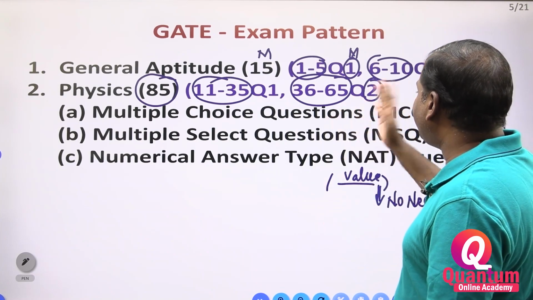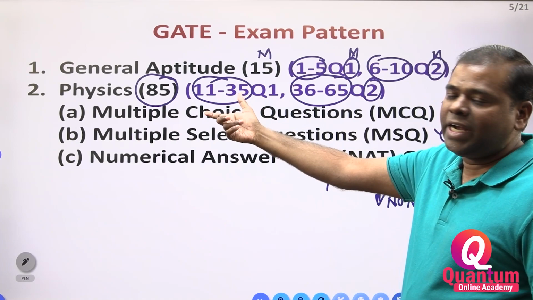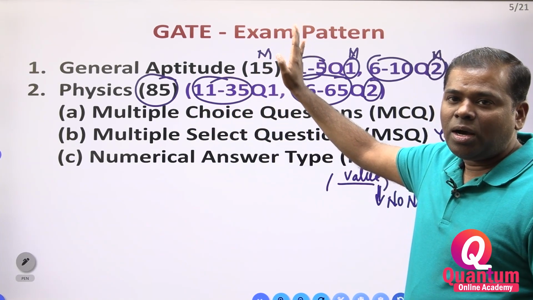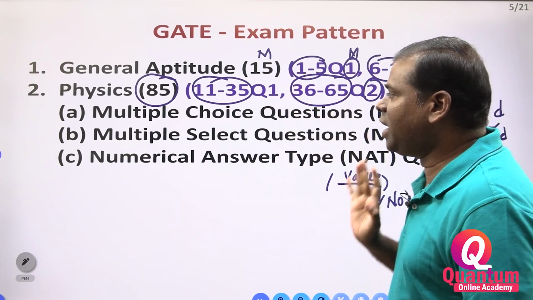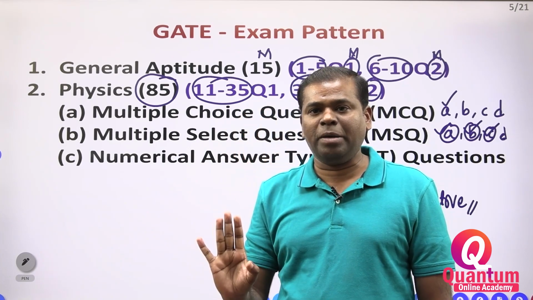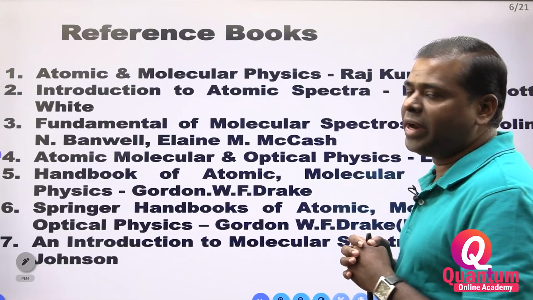Clear? Here also 55 questions you are getting from the physics side only. 85 marks from physics and 15 marks from general aptitude. Total 100 marks paper. In CSIR it is a total 200 marks paper. Clear? Right. Now we will go for reference books.